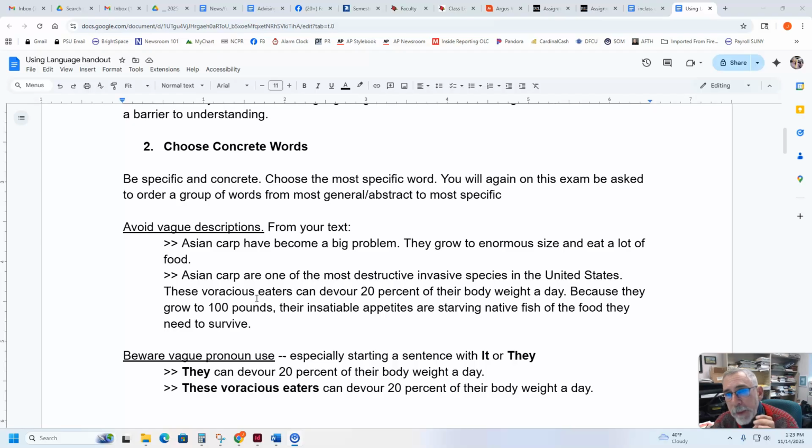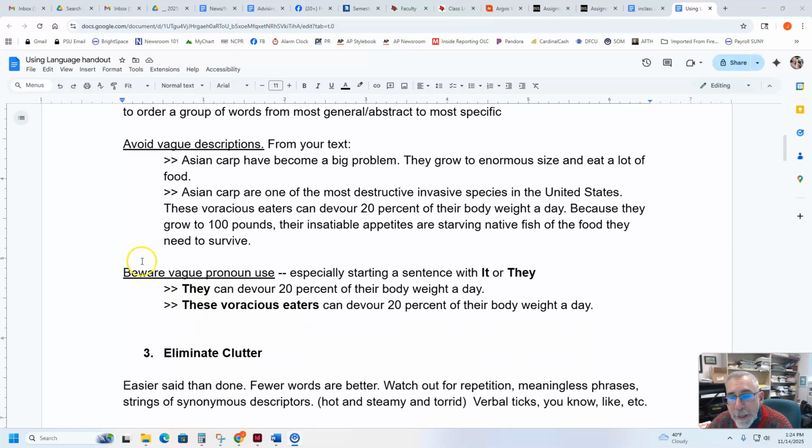I like the word concrete because it suggests that it's a real thing you could really touch. We want our readers and our listeners to have the idea that we're talking about real things that they could touch, right? This is an example from your textbook. First, they begin with this more basic sentence: Asian carp have become a big problem. They grow to enormous size and eat a lot of food. Well, very true, but bland and very general, right?